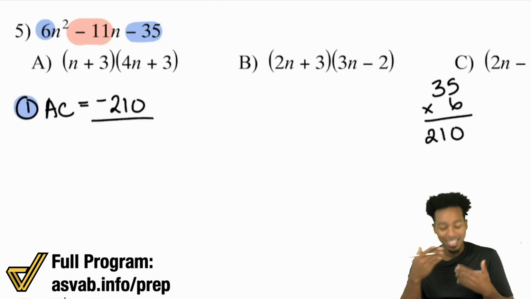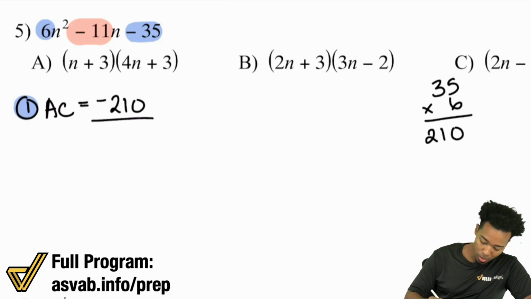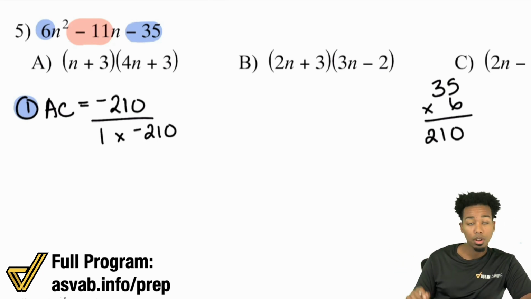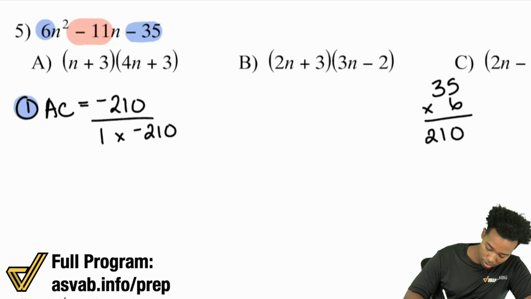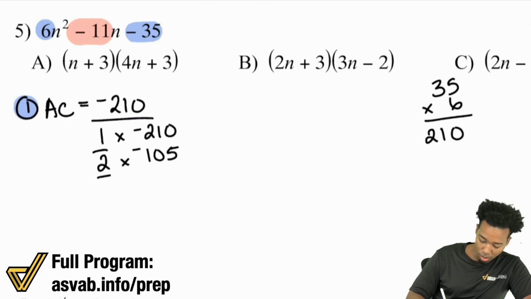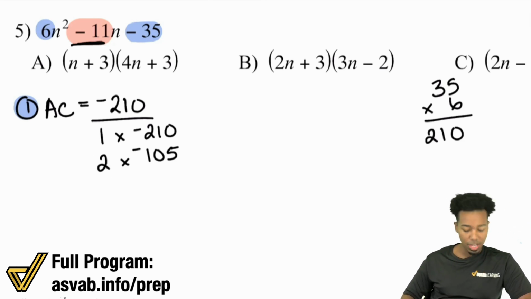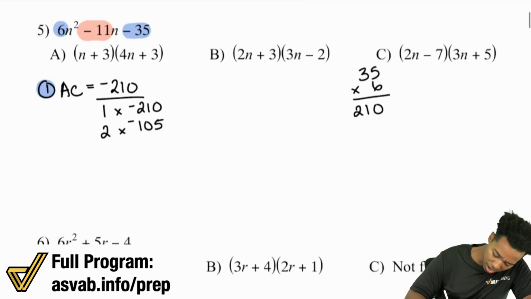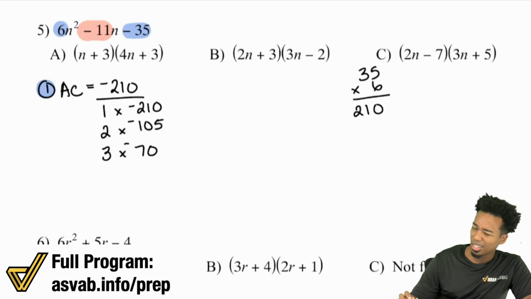So with that said, let's get into it. We have 1 times negative 210 because one of them has to be negative. Then 2 times what? Well, that'll be 105, and that'll be negative if that's the case. But notice how these smaller multiplications don't have a difference of 11. So let's keep going. What else can I work with? If you have to write down all the factors to see it, do your thing. Take your time. We got 3 times 70, and that'll be a negative 70. Still not a difference of 11.